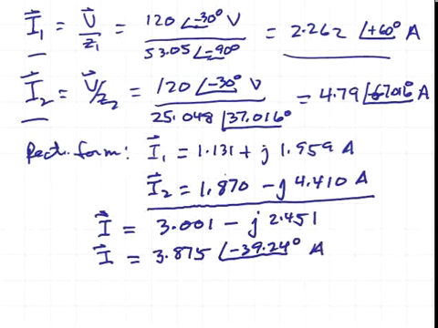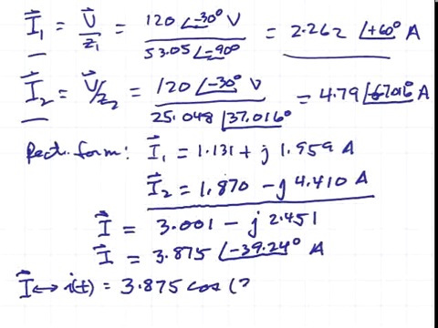And finally, we can do the inverse phasor transformation. I transforms to the time domain. I of t is equal to, recognize the amplitude, 3.875 cosine 377t, and then that phase angle minus 39.24 degrees amperes.